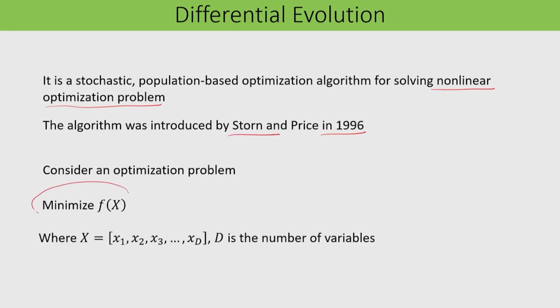So, let us consider an optimization problem. Suppose we consider a minimization problem here, that is minimize f(x), where x is a vector and this is a d dimensional problem. So, I have the variables x1, x2, x3 up to xd. This is a d dimensional problem, the number of variables is d. Now, let us see the algorithm.